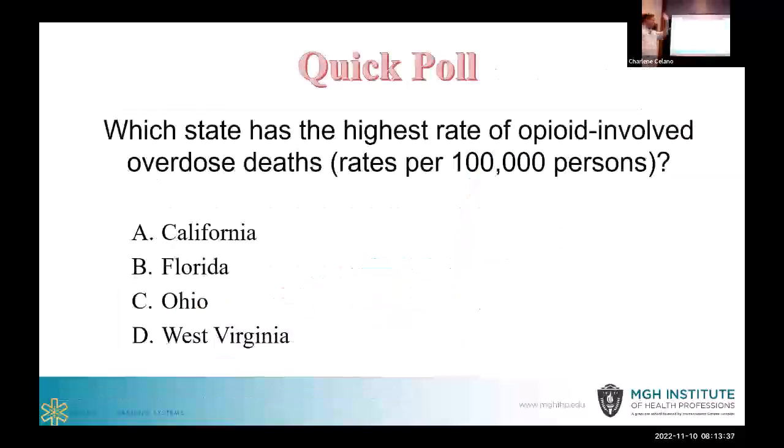So let's get a little bit of geography going. Which state do you think has the highest rates of opioid involved overdose deaths per capita? I heard West Virginia. It's always in the news, right?